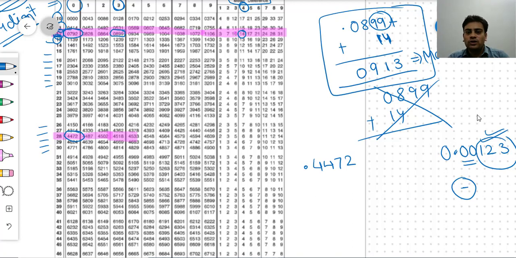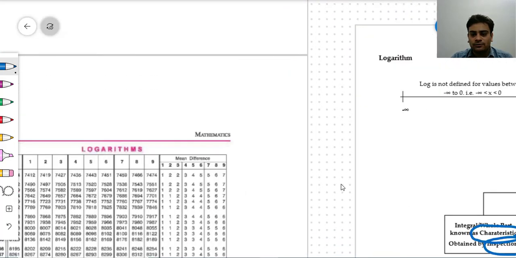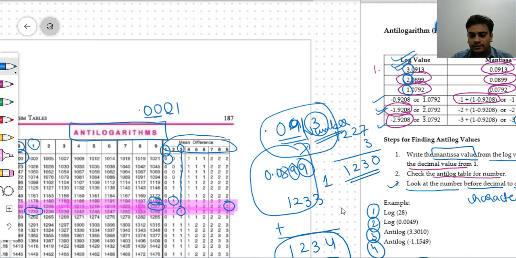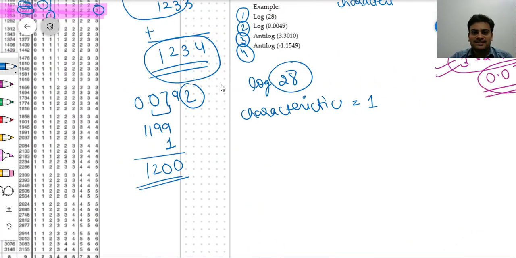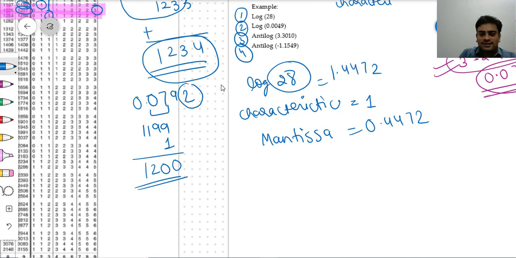Is this clear? Since after 28 we don't have any digits, we use 2, 8 and the corresponding 0, and we don't have any fourth digit, so there is no point of looking at the mean difference. So my mantissa is 0.4472, and my characteristic is 1. So simply your log value is equal to 1.4472. Clear?